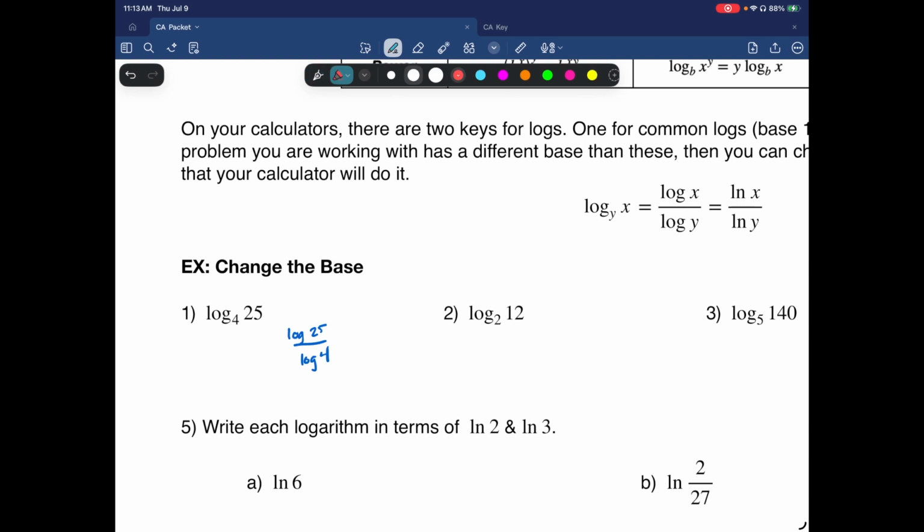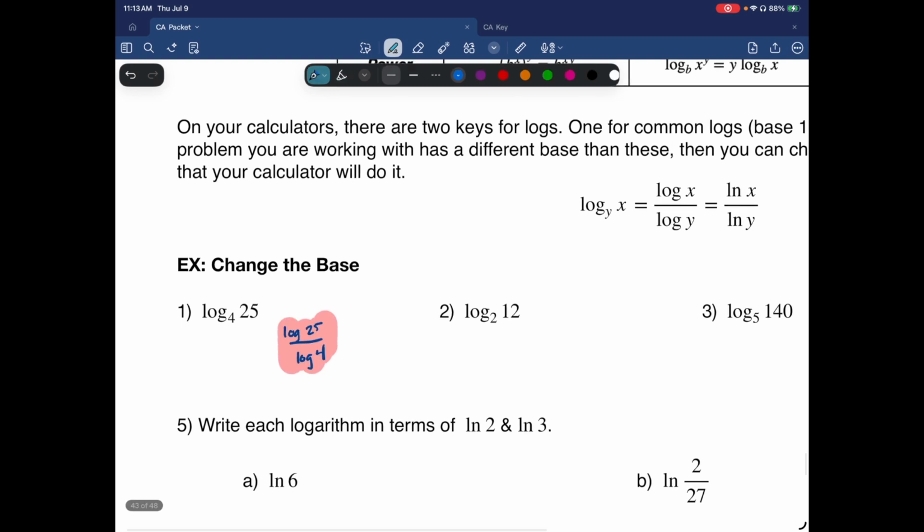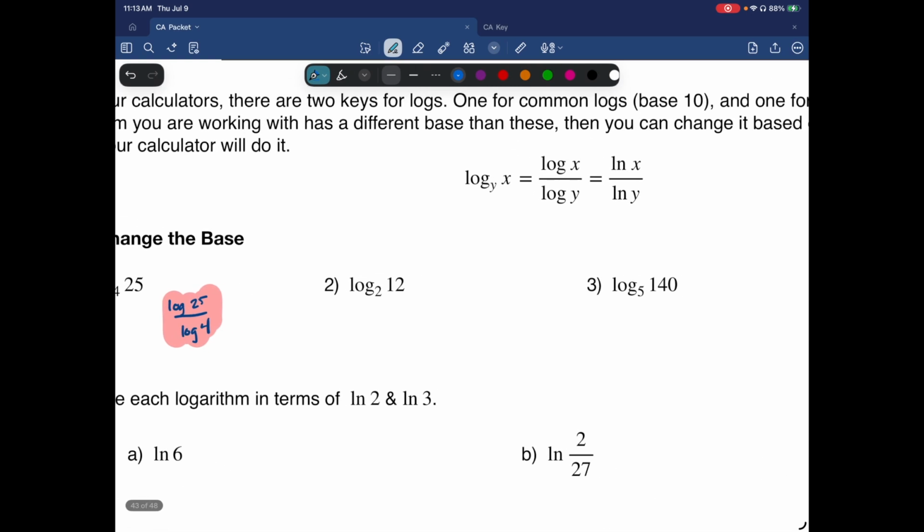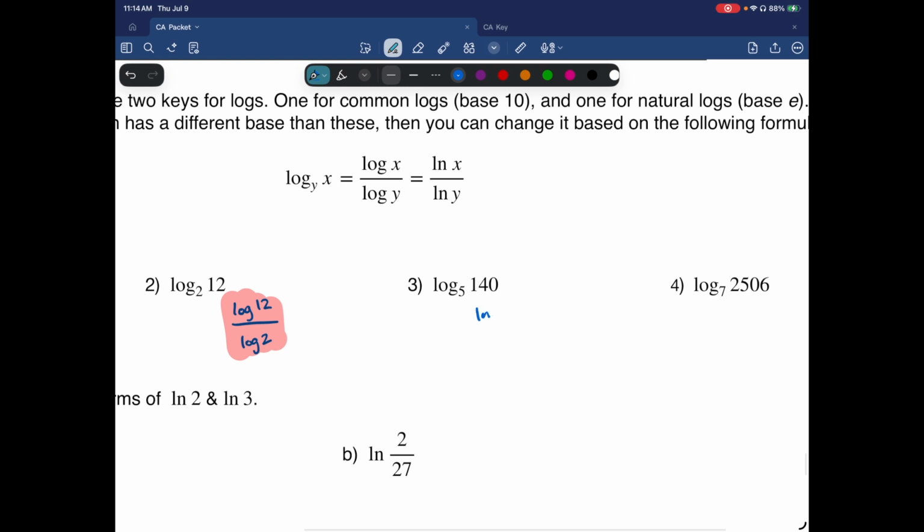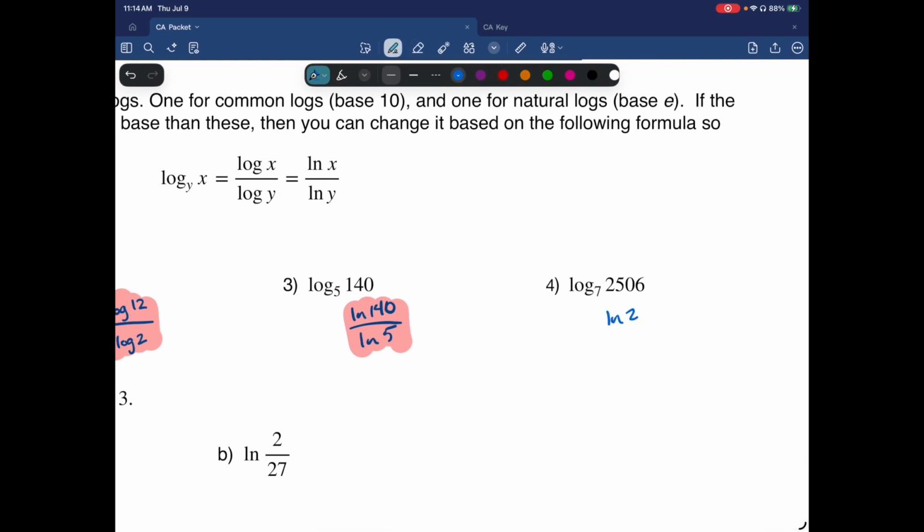It's a beautiful thing. Now, my calculator can't actually handle that, but depending on your own calculator, maybe it can. But that doesn't mean you can't do the problem. So like on number 2, I got log 12 over log 2. And you don't have to just use log, you can use natural log. So I could say ln of 140 over ln of 5. On 4, I can say ln of 2506 over ln of 7. Again, it's a beautiful thing.